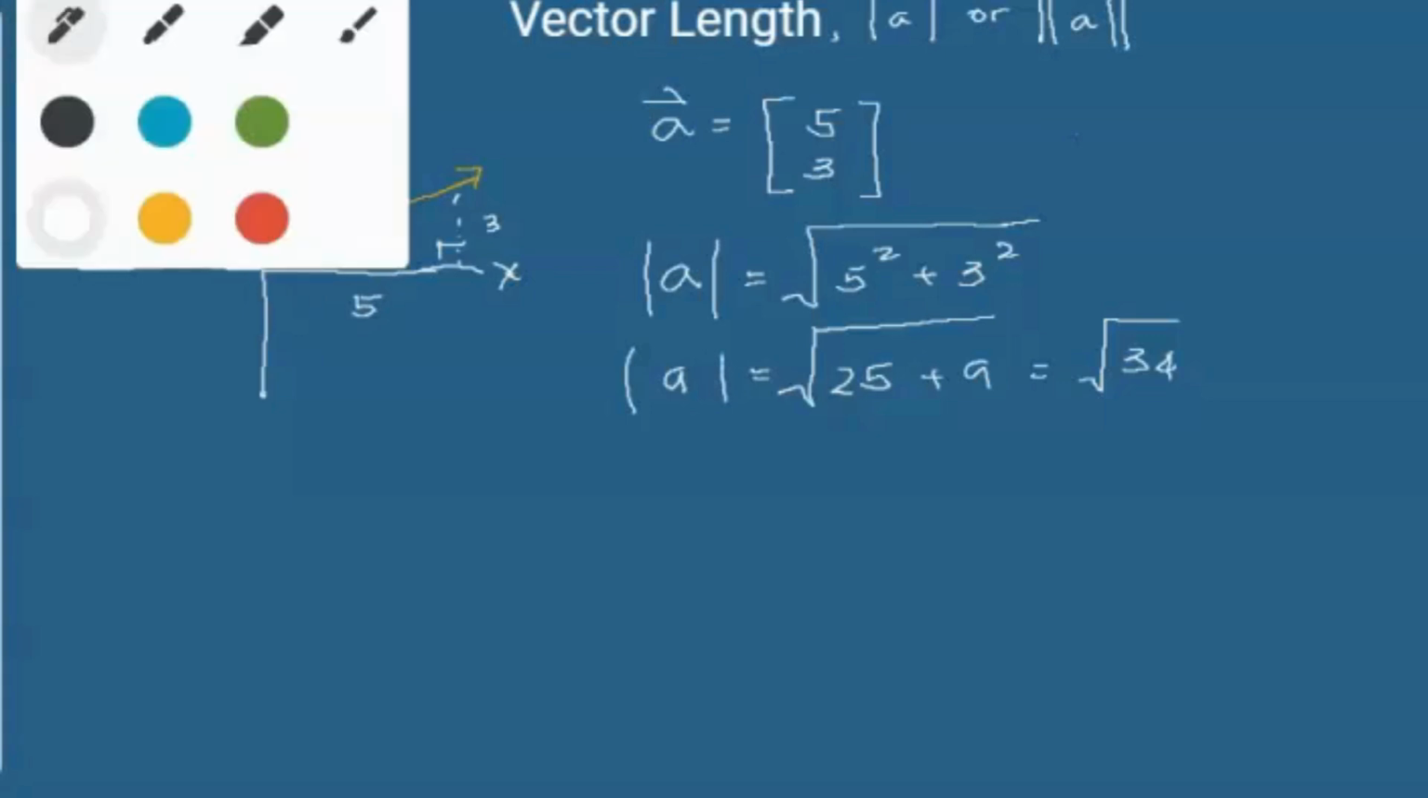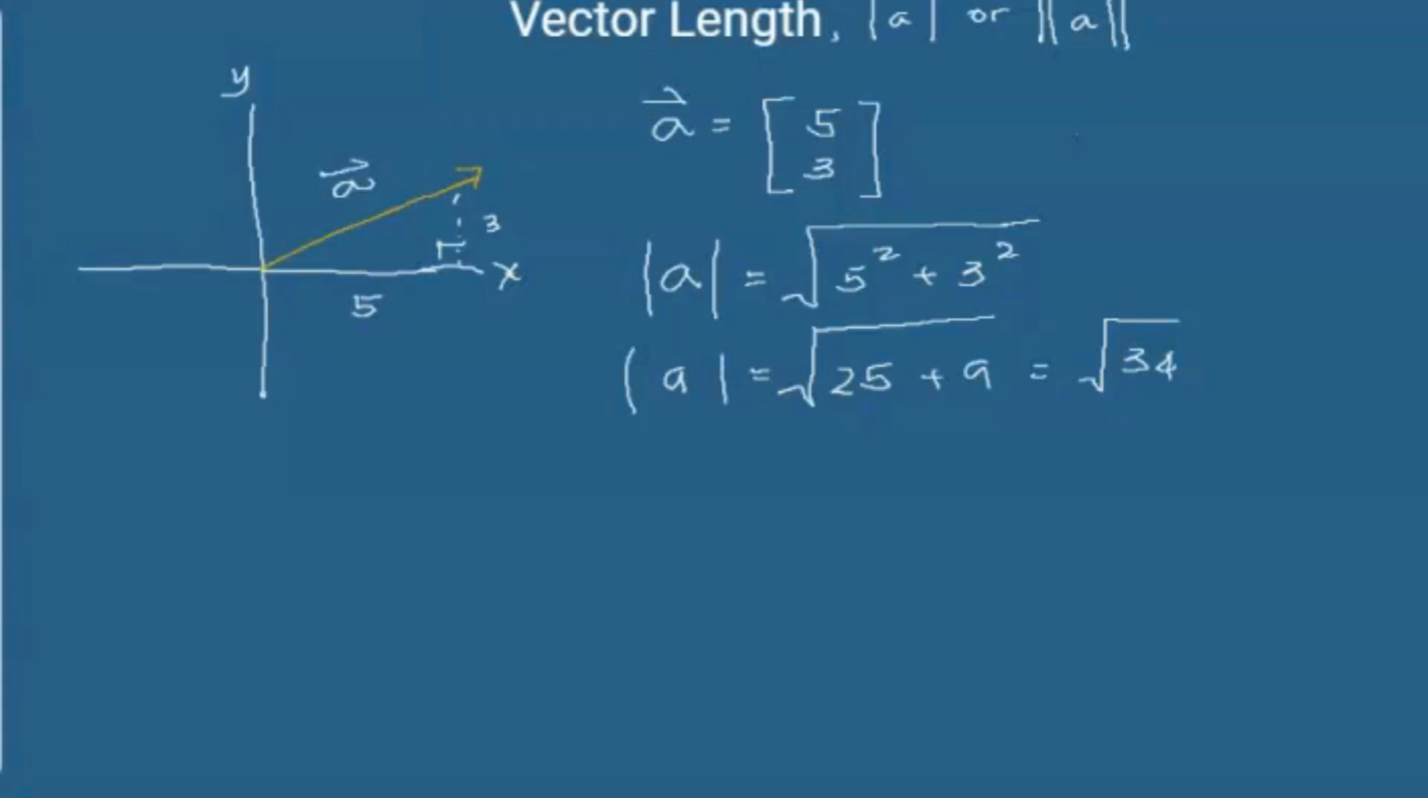Let's have another example. Let's say this is our vector. Let's call that vector B. And the components of vector B, we have 2 for x and negative 6 for y. And we're asked to calculate the length of vector B.